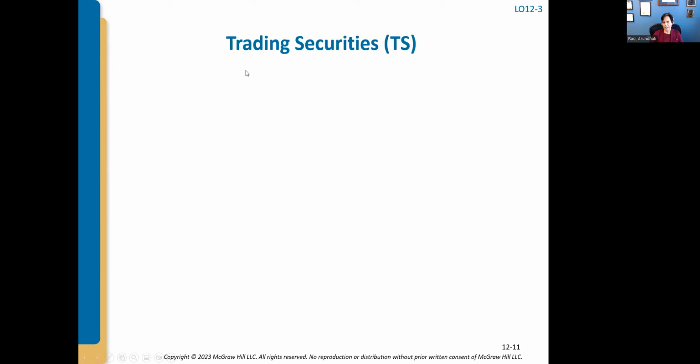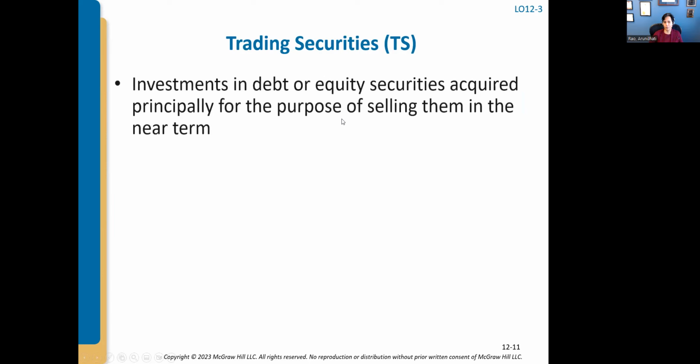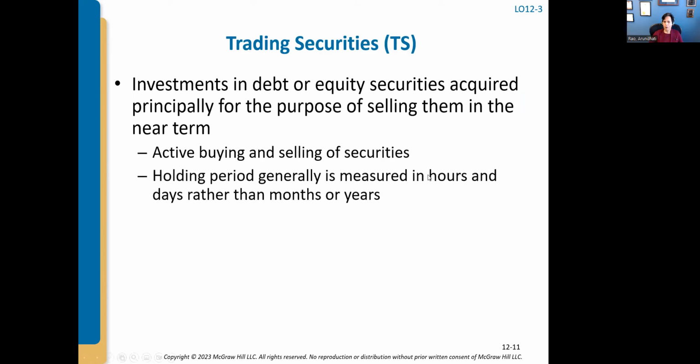Okay, let's move on and look at the second type of classification, and this is trading security. So held to maturity, I'm saying I want to keep it all the way until the end of the life of the bonds. Now this is at the other extreme. Here I buy them with the intention that in the very near term, I'm going to sell them. I don't intend to keep them long. So these are actively traded securities. The holding period could be in hours, not even in days or months. So they very clearly are trading securities. Held to maturity, I'm going to keep it all the way until the end. Here I put my money in, and I'm going to take it out real quickly.